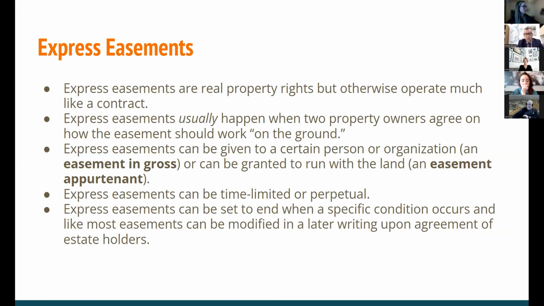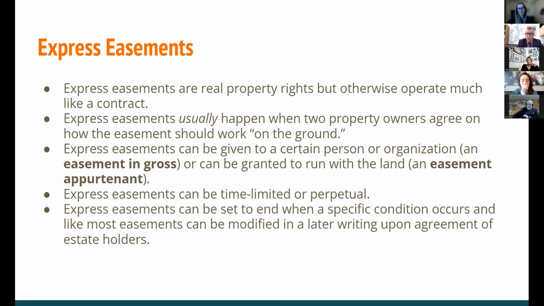And the scope of the easement is really up to the two property owners, the person that owns the dominant estate and the person who owns the land on the other side, the servient estate. The servient estate might just be the surrounding land. It might not be one estate, it could be multiple estates. Now, express easements usually happen when two property owners agree on how the easement should work, quote, on the ground.